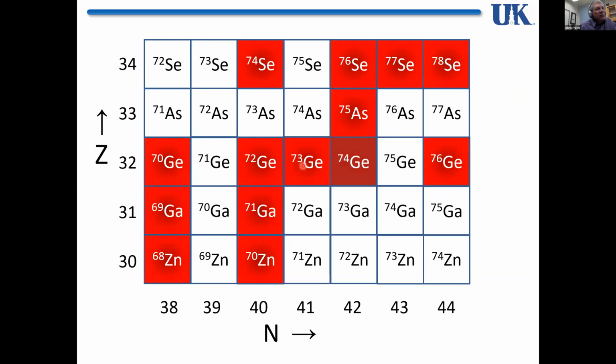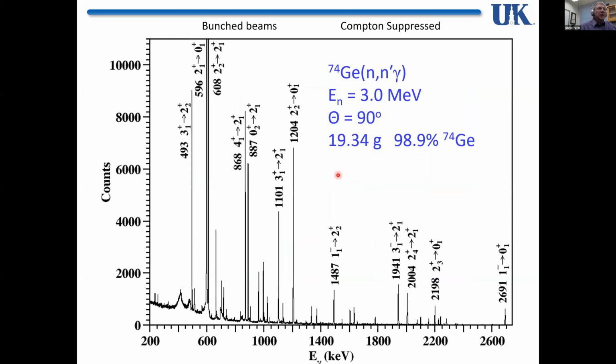And you can see that germanium-73 is also stable. That means that we can do transfer reactions into germanium-74. We can do neutron capture into germanium-74. So it has a number of advantages. So that's the nucleus that we decided to study next. And how well we can characterize that is important in terms of what we can say about the nuclear structure calculations.